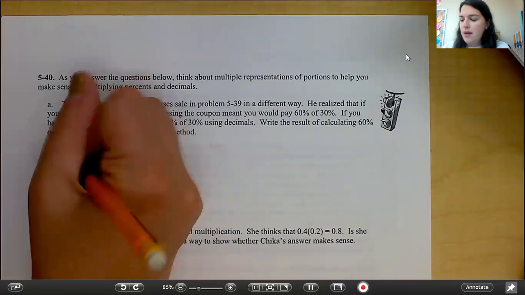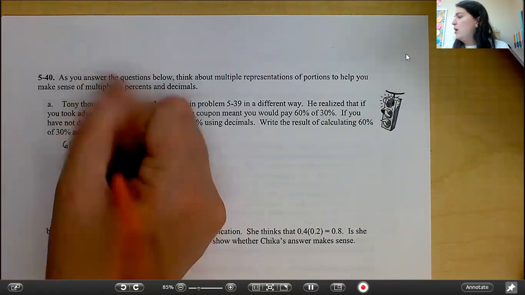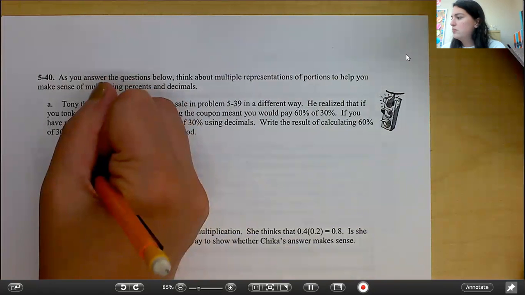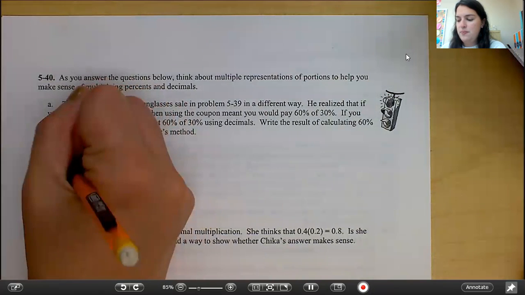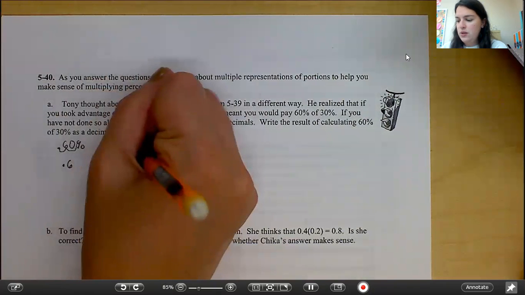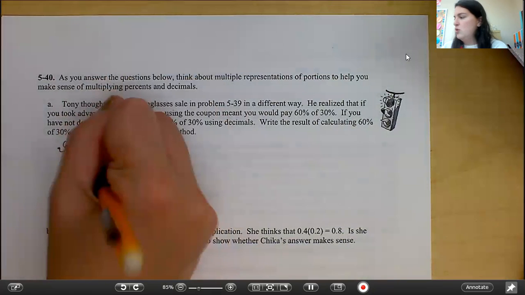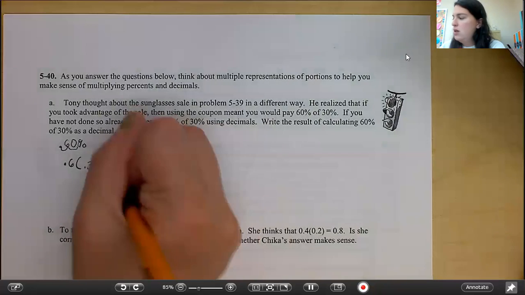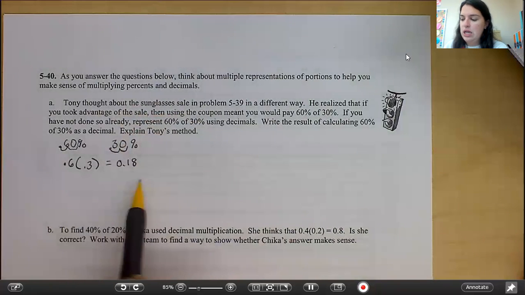So we have 60%. So when you have 60%, you want to move your decimal to the left. So we would have 0.6, and then we have 30%. So again, we're going to move our decimal 2 to the left. So 0.6 times 0.3. That's 6/10 times 3/10 equals 18/100.